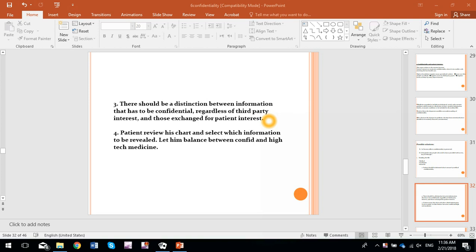The fourth is that the patient reviews his chart. This is another possible solution. Give the chart to the patient, and he selects which information to be revealed and which to be concealed, and let him balance between confidentiality and high-tech medicine. Again, if he selects a certain piece of information to be kept, we need to make him understand that we can conceal it, but at the expense of your good medical care, if he agrees to that.